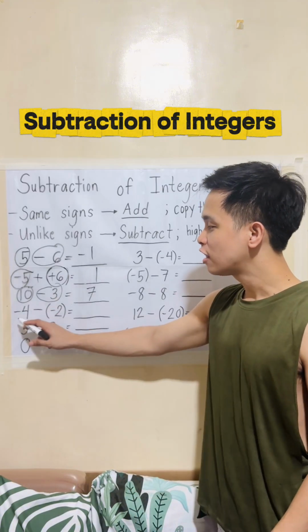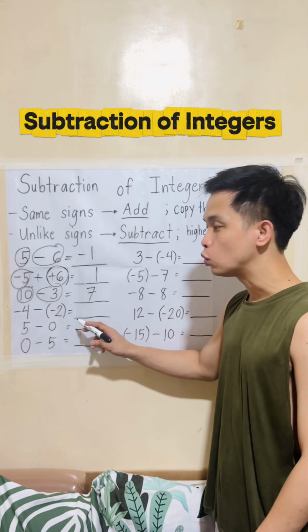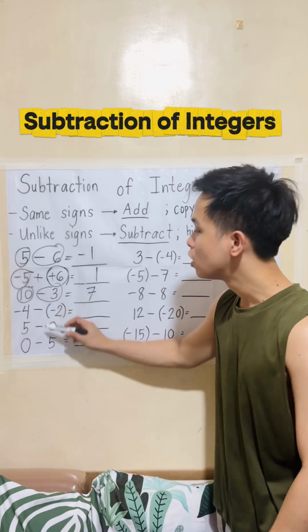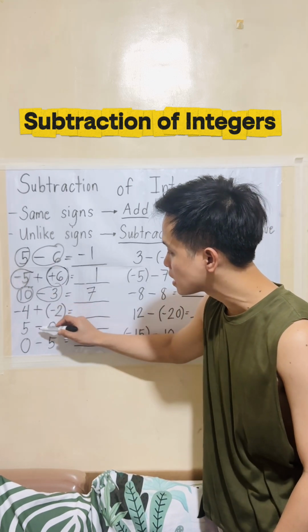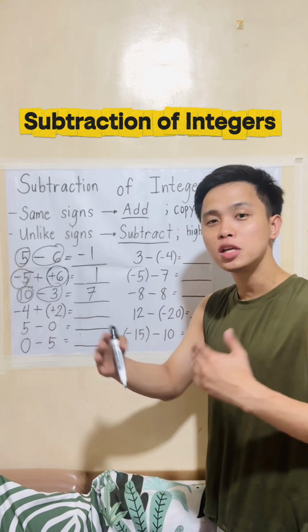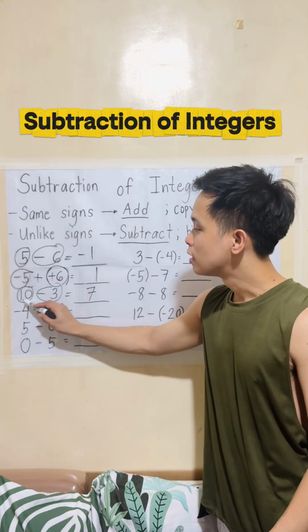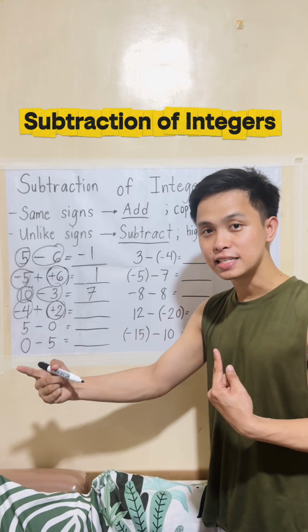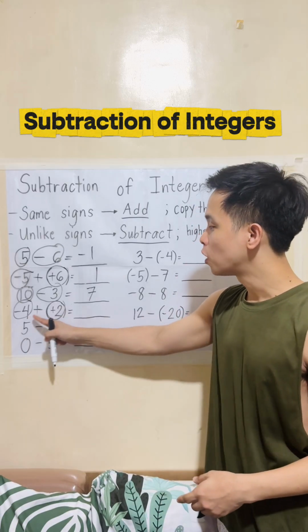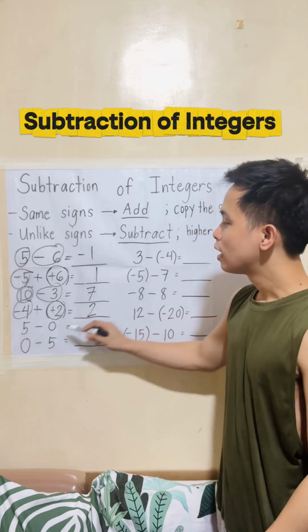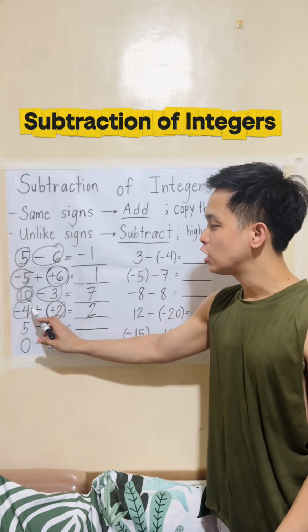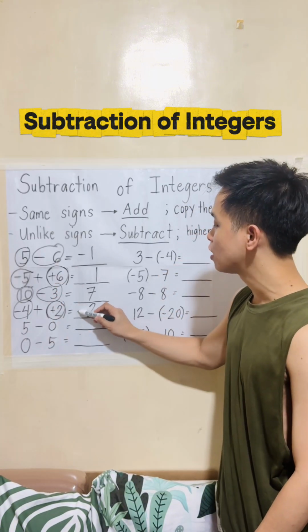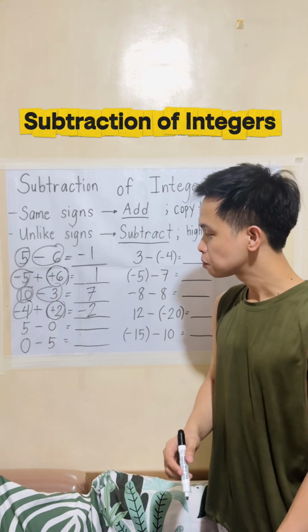Next, negative 4 minus negative 2. Same with the second example. If it's minus negative, we need to change this into plus positive. Then proceed to addition concept. Negative 4 and positive 2. Unlike signs, we subtract. 4 minus 2 is 2. Higher absolute value, 4. 4 here is negative, so the sign of the answer is negative.